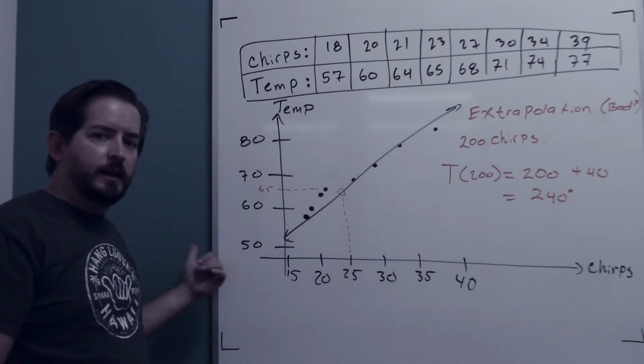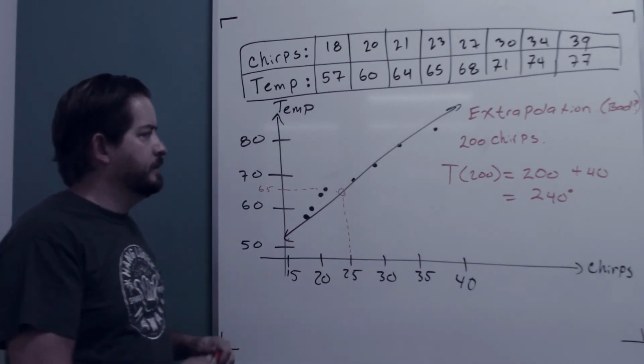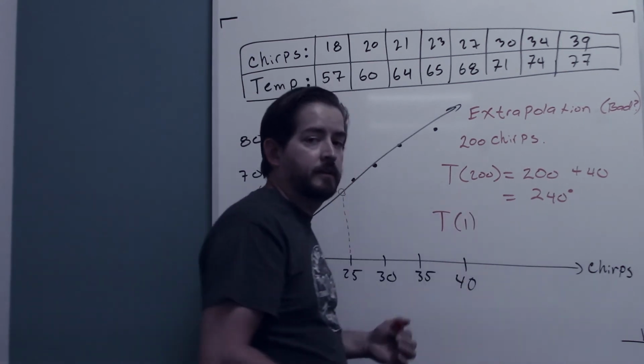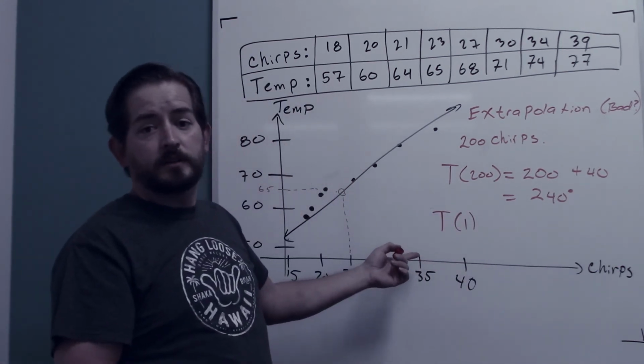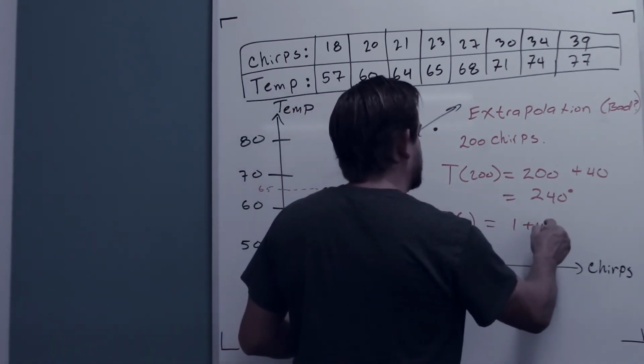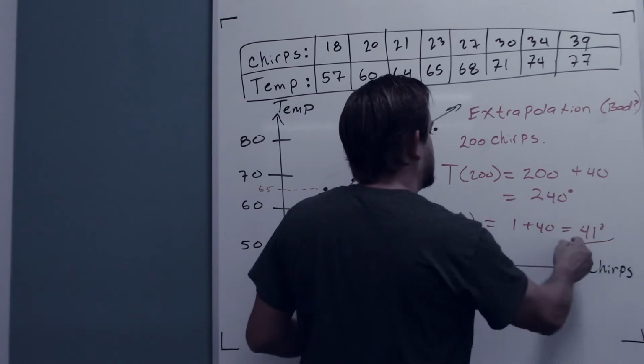I also can't rely on it going the other way, right? Can I come in and say, hey, I heard one cricket chirp, just the one, so I'm going to estimate my temperature. Well, that is 1 plus 40, so it's 41 degrees, right?